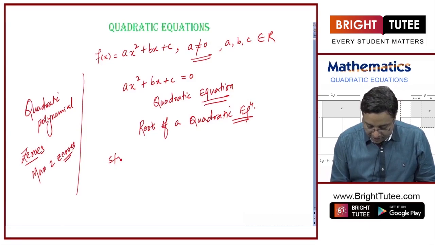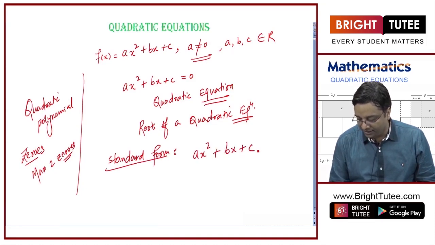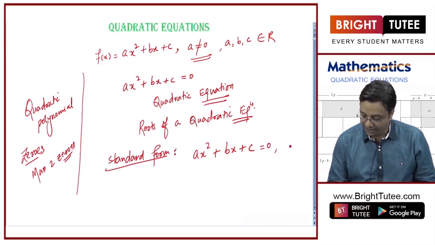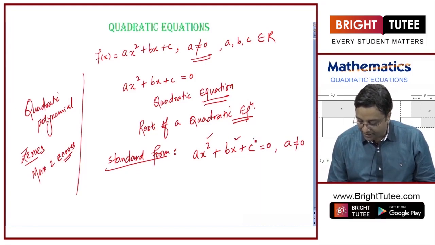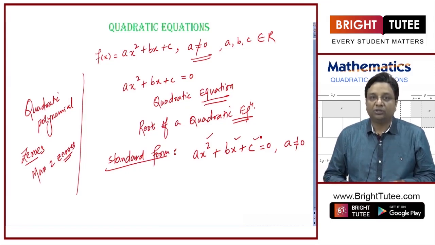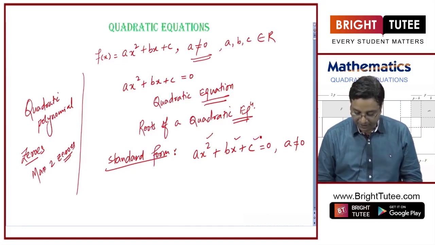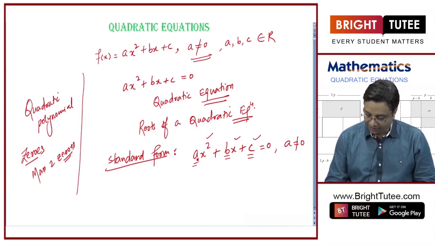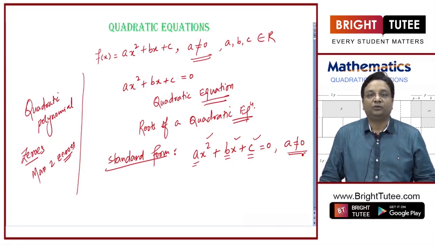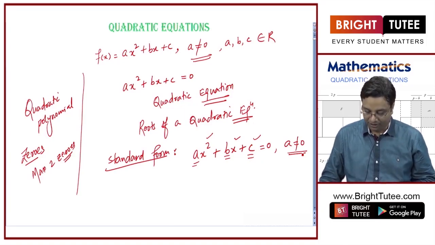So first of all, learn the standard form of a quadratic equation. Standard form is ax square plus bx plus c equal to 0, where a is not equal to 0, right? We write the powers of x in descending form. We could have also written it in ascending form, but generally we write it in descending form. This is the standard form, where a, b, c are coefficients and these are real numbers, and a cannot be equal to 0. What will happen if a becomes 0? It will no longer be a quadratic equation. It will become a linear equation, right?